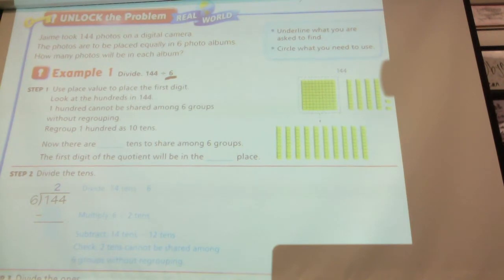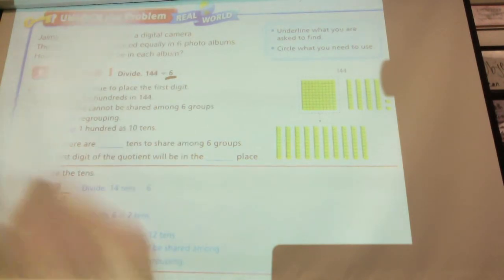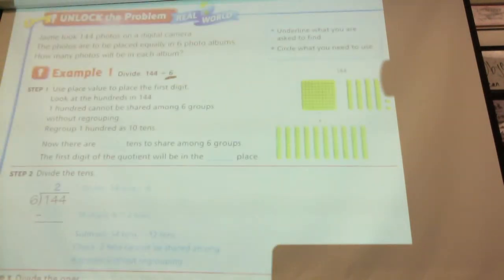100 block? Oh, yes. No, I have one. Okay, I don't have it out, but pretend this is my 100 block. Can I share this equally with you guys? No, I can't split this up. I can't cut it up, right? So what do I have to do so that I can share it? If I have 100, what can I do so that I can share that 100 with you guys?